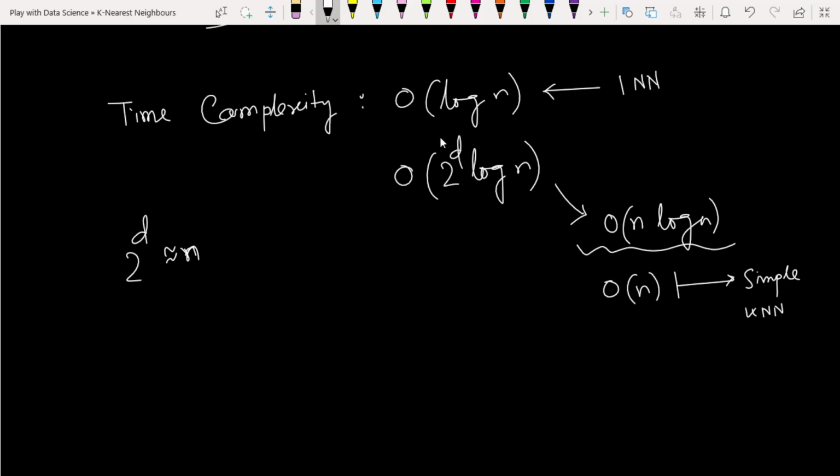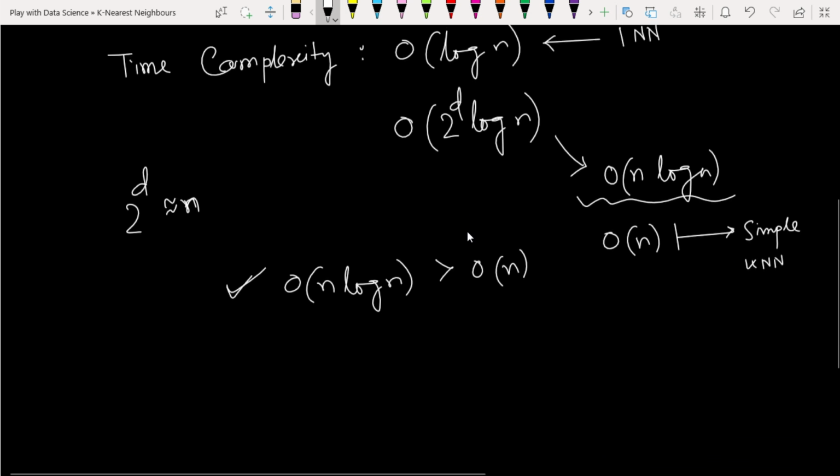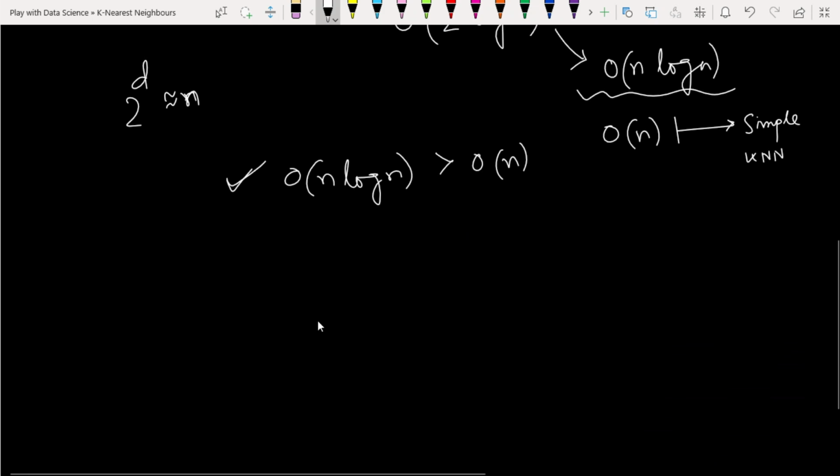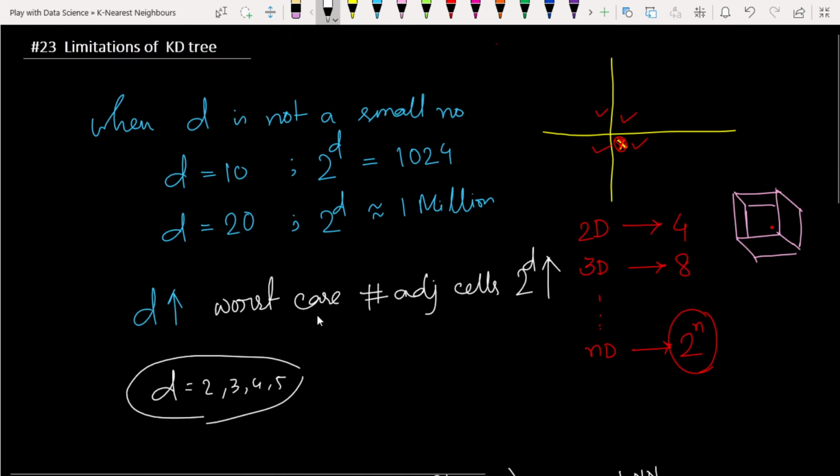But if we consider the KD tree, then for a large d, we can see that the time complexity increases so dramatically. It is order of log n. In simple order of log n, you can see. So order of log n is always larger than order of n. So this is the worst case. If we just take the simple KNN, it will then be better instead of the KD tree. So the time complexity here increases dramatically, extensively, exponentially.